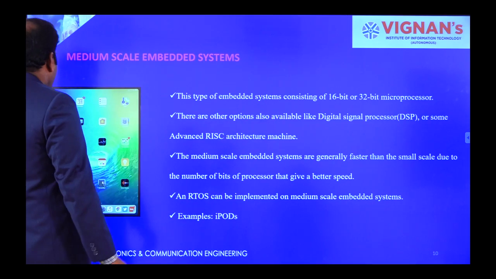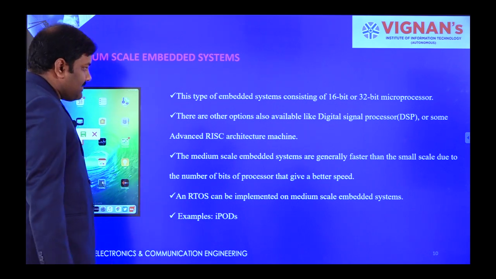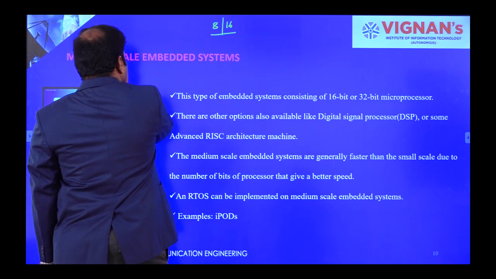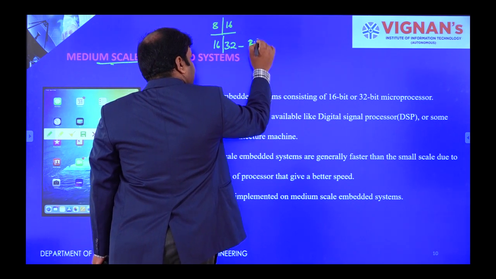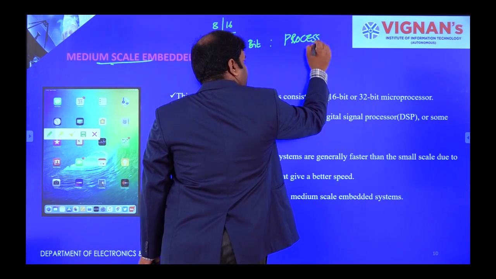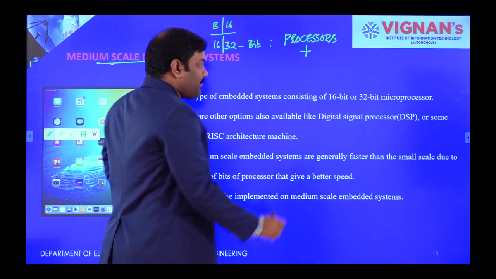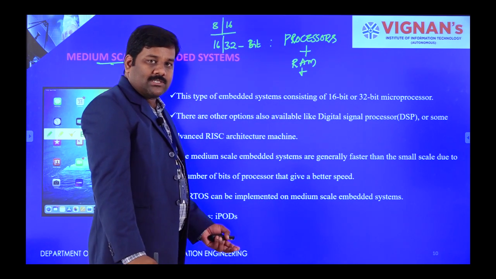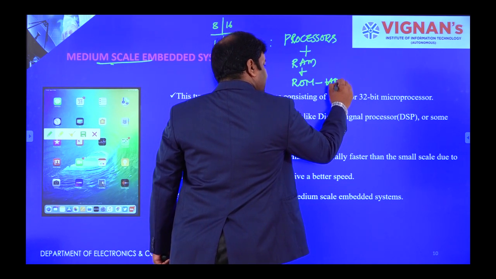And the next one is medium scale embedded systems. While small scale embedded systems use 8 and 16 bits, in a medium scale embedded system we use 16-bit or 32-bit processors. The RAM supports the tasks executed by the processor, and the actions performed by the processor and supported by the RAM have to be stored in ROM, that is, the hard disk.